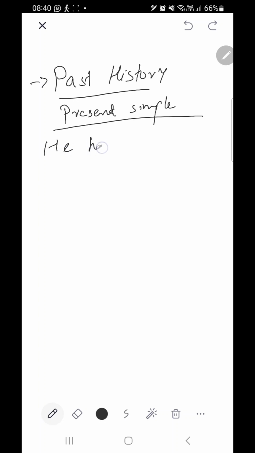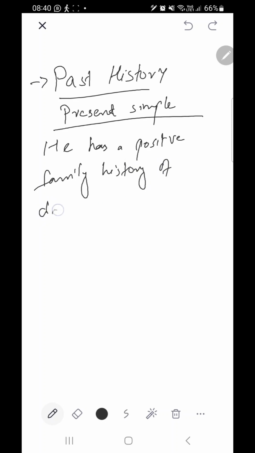For example, he has a positive family history of diabetes, right? And again, with a positive family history of diabetes, right? Now we can see that it's a present simple tense.